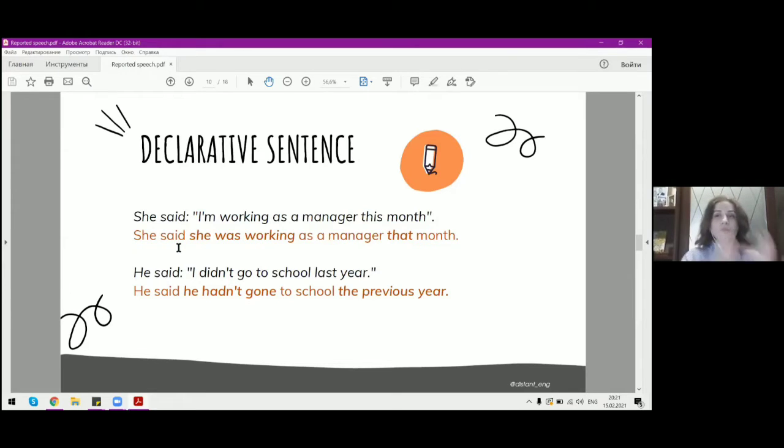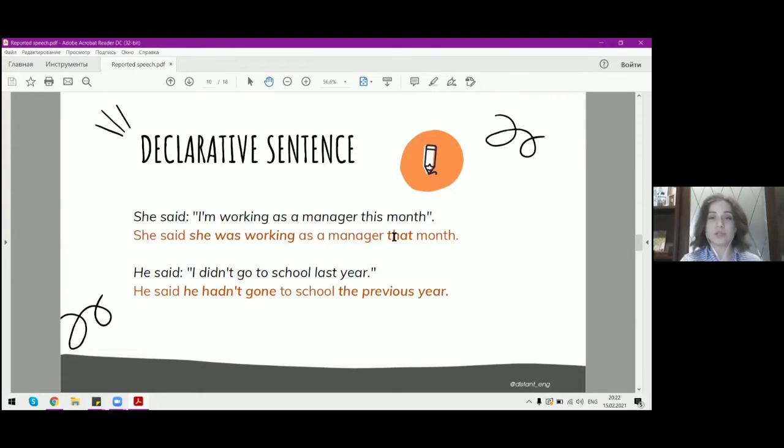We need to go down. I will explain why I'm saying down, because I have my own explanation of all the stuff. When we have, for example, present simple, it must be transformed into past simple, whereas past simple must be transformed into past perfect. I hope that you're with me in here. So let's go back to our sentence. She said that she, present continuous, turns into past continuous because of this past simple author words. I would like to say exactly like that. She said she was working as a manager that month.